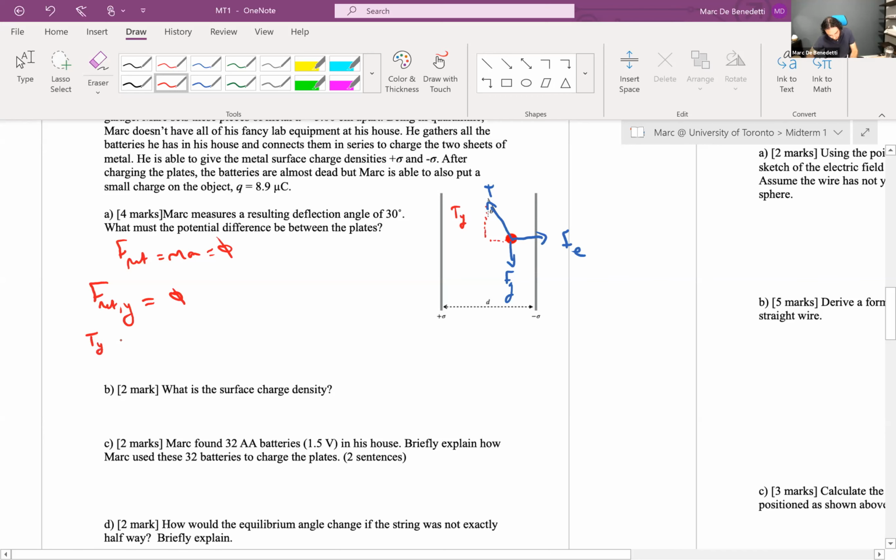So tension in the Y direction is equal to gravity. So this is going to be tension cos theta equals mg. And then F net in the X direction is going to equal also 0.